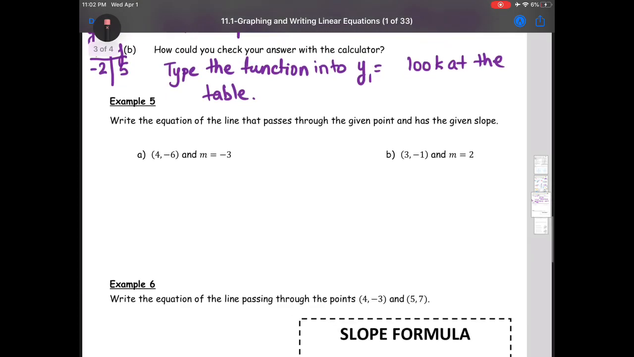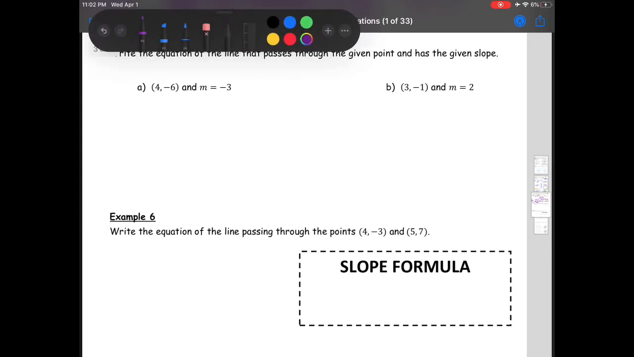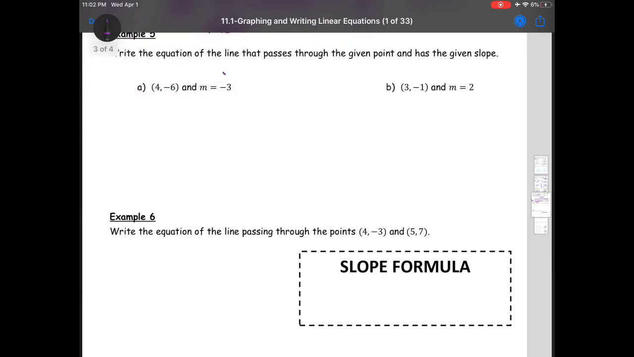So let's move down. Example 5. Again, pause the video and try this question by yourself. It says, write the equation. Again, what is the equation? Your equation is y equals mx plus b of the line that passes through the given point and has a slope. So we know our point is x and y, and we already know our slope.